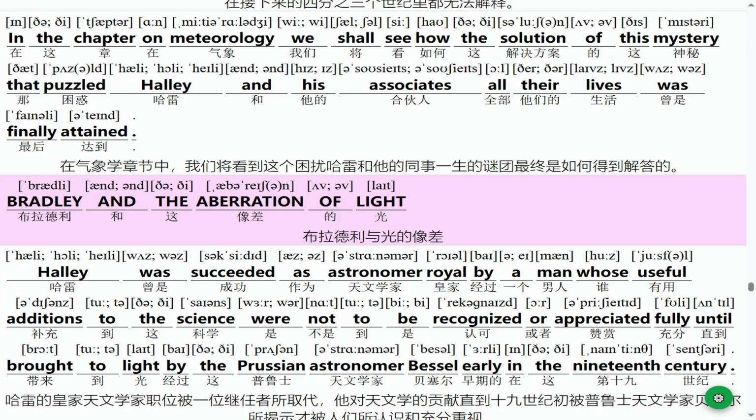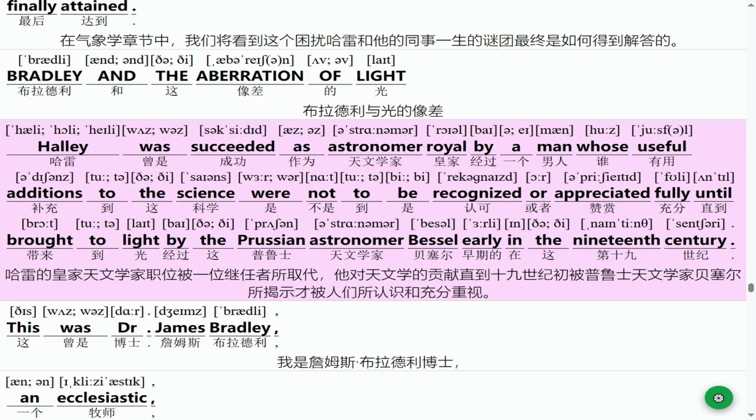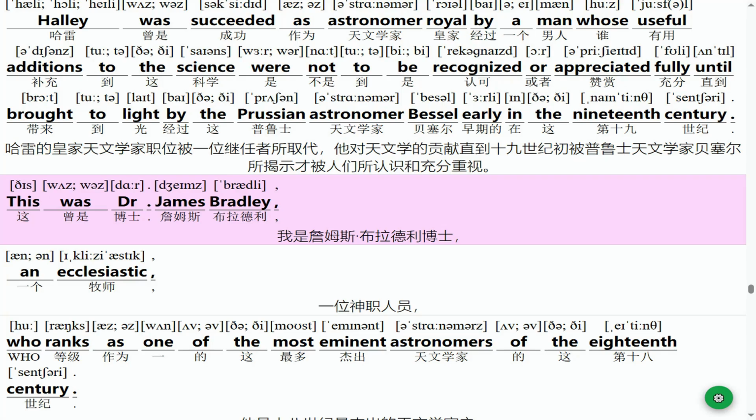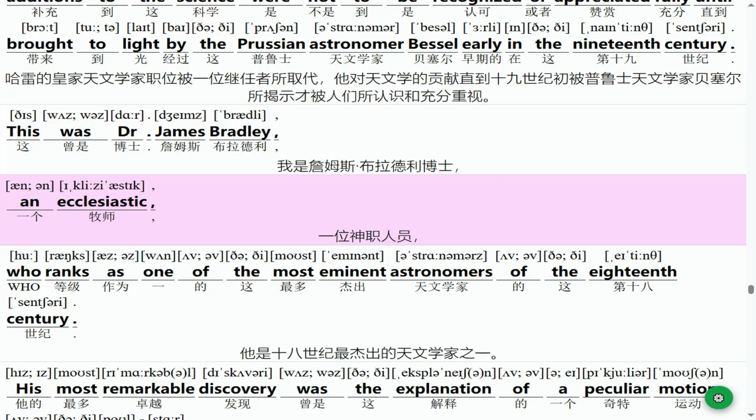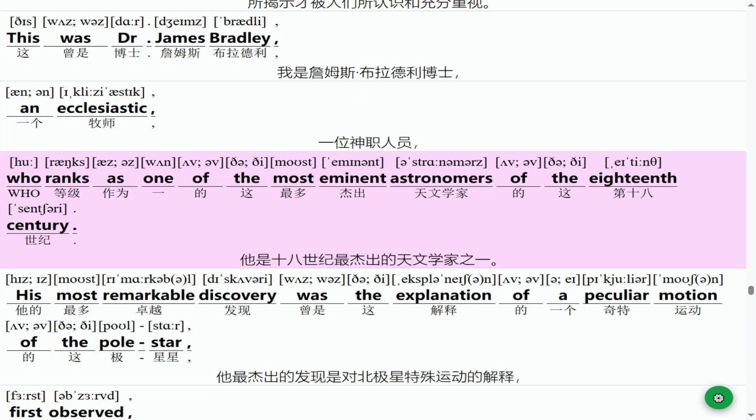Bradley and the aberration of light. Halley was succeeded as Astronomer Royal by a man whose useful additions to the science were not to be recognized or appreciated fully until brought to light by the Prussian astronomer Bessel early in the 19th century. This was Dr. James Bradley, an ecclesiastic, who ranks as one of the most eminent astronomers of the 18th century.